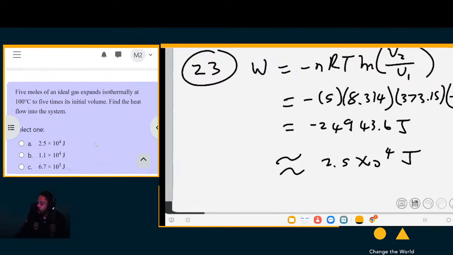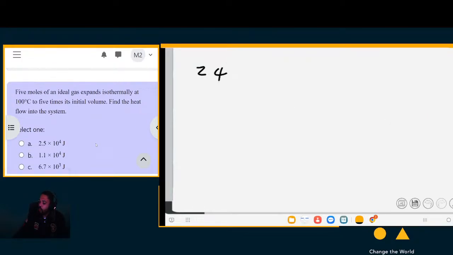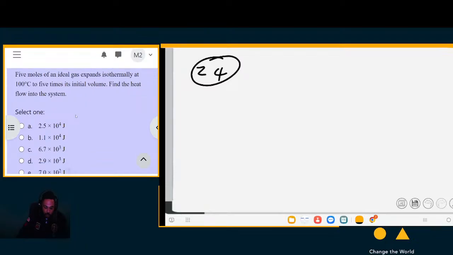Same question now, different approach. Not the same question. 5 moles of an ideal gas expands isothermally, meaning at a constant temperature of 100 degrees, to 5 times its initial volume. Find the heat flow into the system.